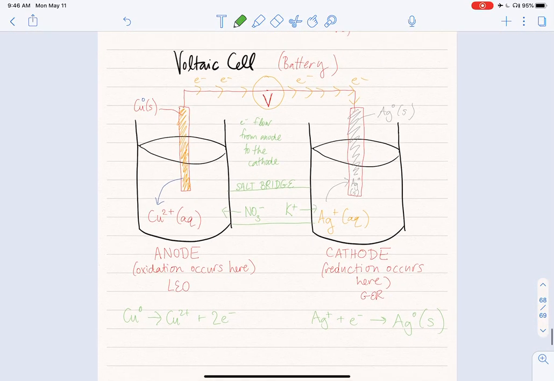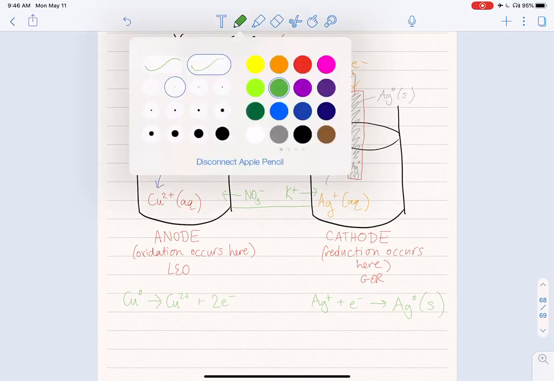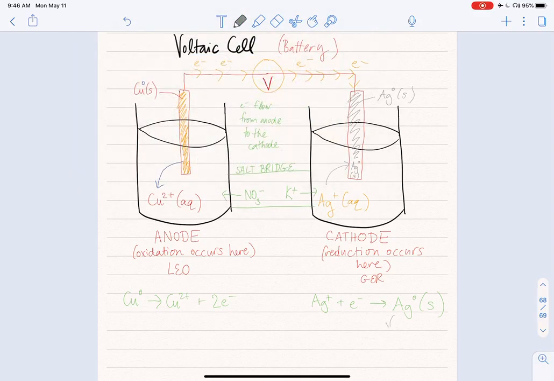So you'll actually see the silver plating out as a solid on the metal electrode surface. So the copper electrode here is going to shrink, right? It's literally dissolving. The copper 0 is dissolving and it's becoming Cu2+. So this electrode is going to shrink. This one's going to bulk up.